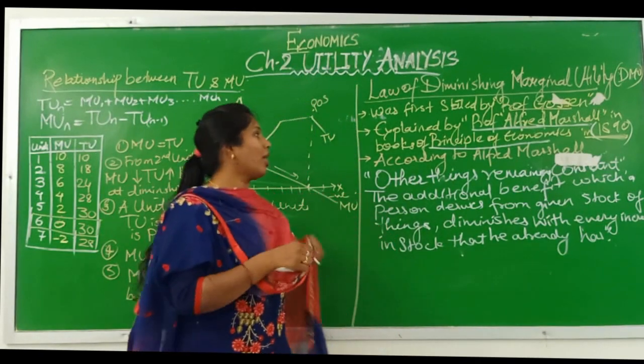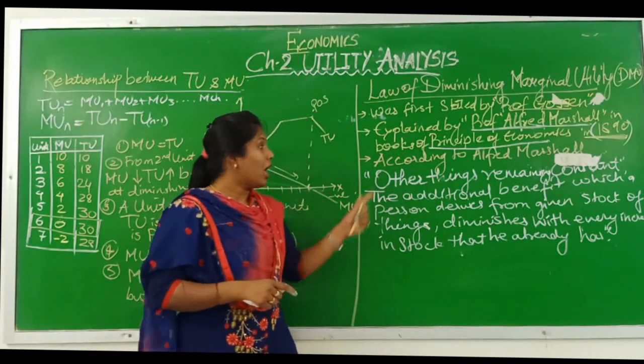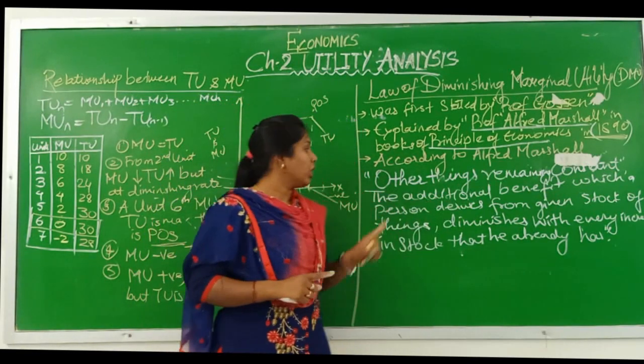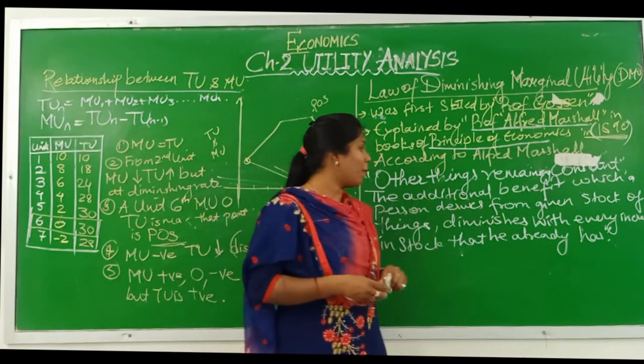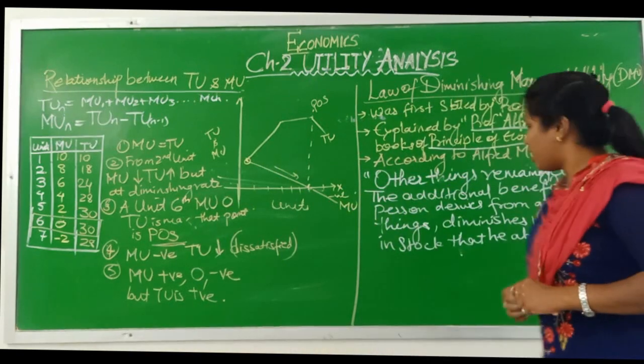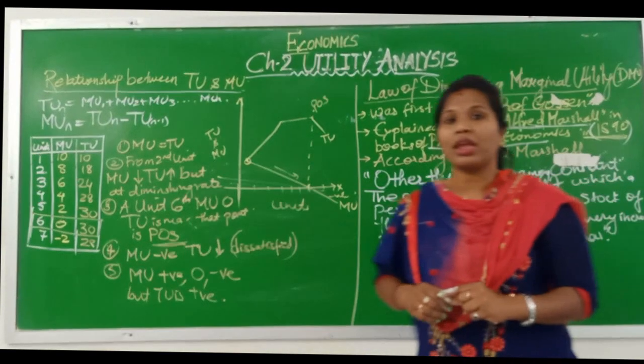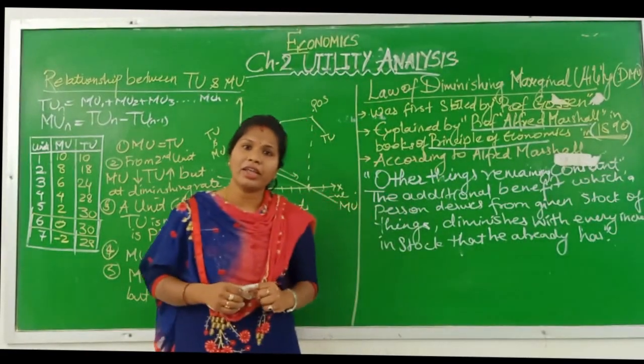So the same logic Professor Alfred Marshall has stated in the law that other things remain constant. The additional benefit which a person derives, what it is saying, the additional benefit that a person derives from a given increase in the stock of a thing diminishes with every increase in the stock that he already has.